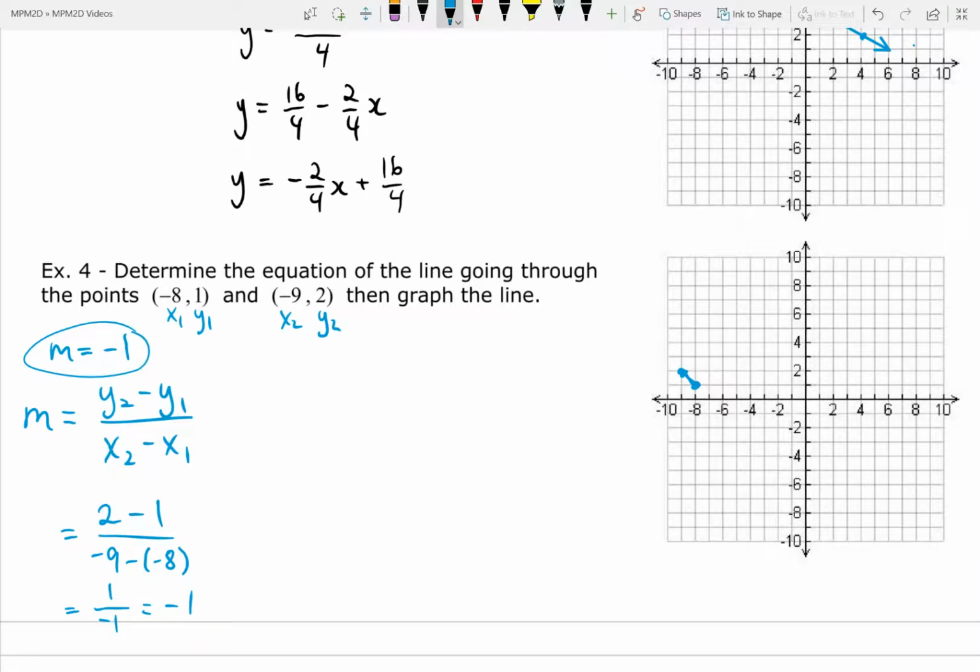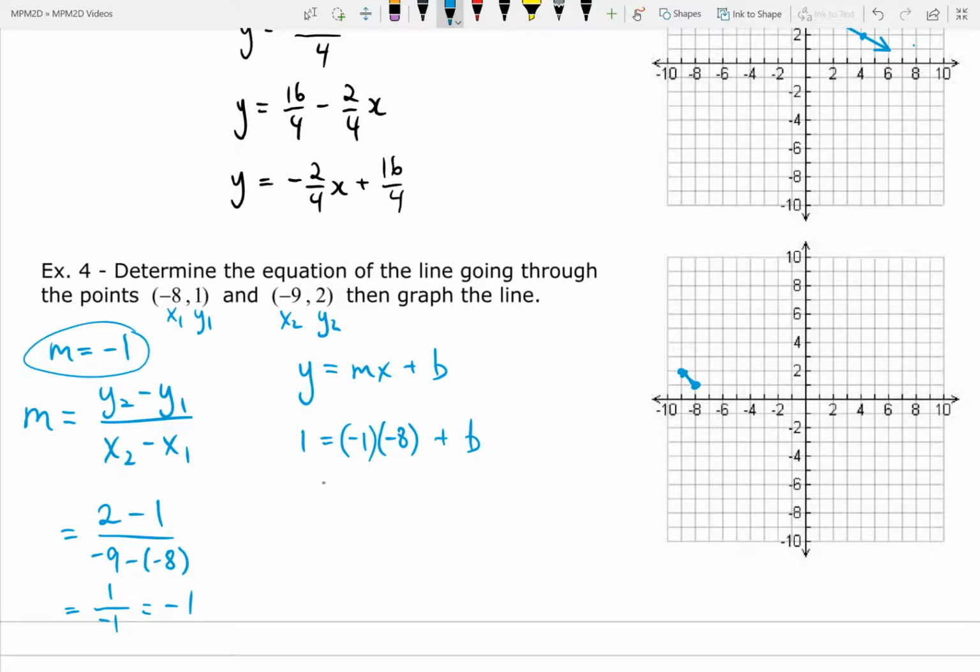Now, what's the y-intercept? Well, if I took the equation of a line, y equals mx plus b, and I substituted one of my points, let's say negative 8 and 1, so 1 is my y value, negative 8 is my x value, and I already know the slope is negative 1, so I put negative 1 in front, and then I can proceed to solve for the only unknown quantity in my equation, which is b. So if I solve for b, this is what I'm going to get.